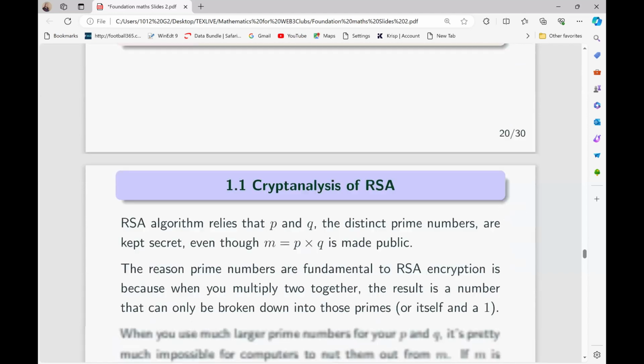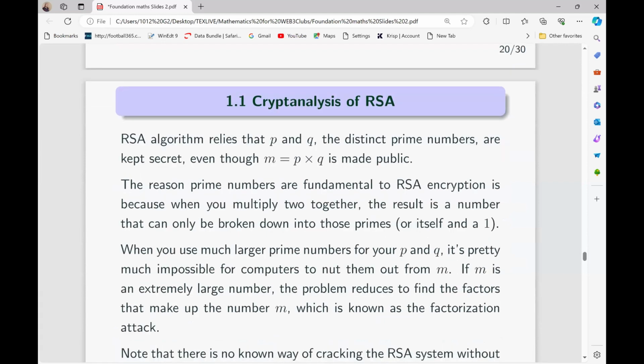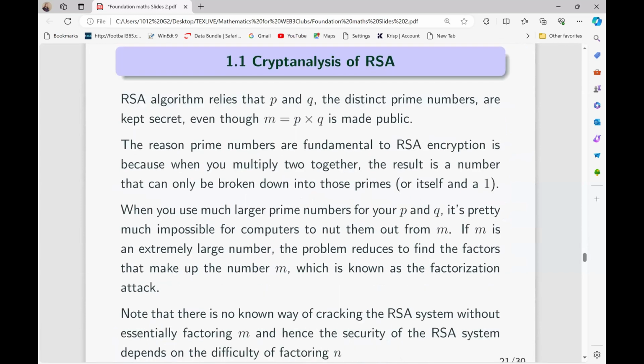Now, cryptanalysis is the process where you don't know the key and you want to read the message, so you are trying to attack. This is what we call cryptanalysis. Maybe we look at it next time. Then after that, we look at the RSA key.